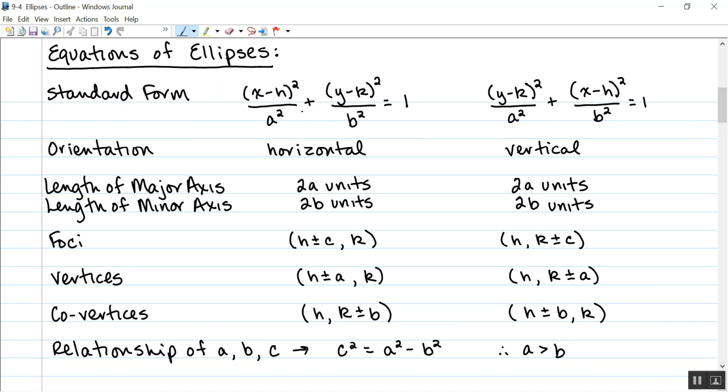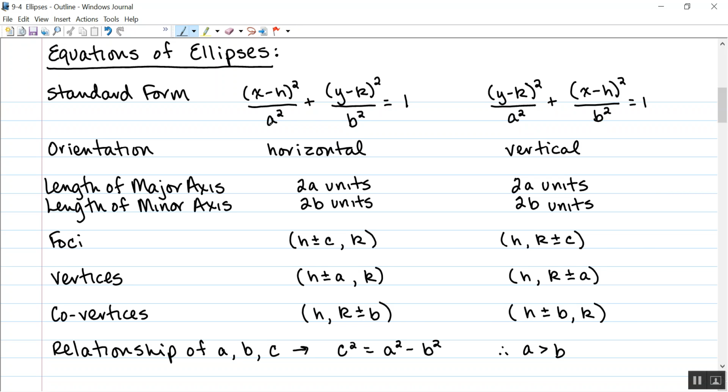A vertical ellipse is going to be (y minus k) squared over a squared. Notice the y is over the a, plus (x minus h) squared over b squared equals 1. Also notice that both of these equal 1, and we have addition between them. In fact, if you look at this, the top part of the numerator of each equation looks a lot like the equation of a circle.